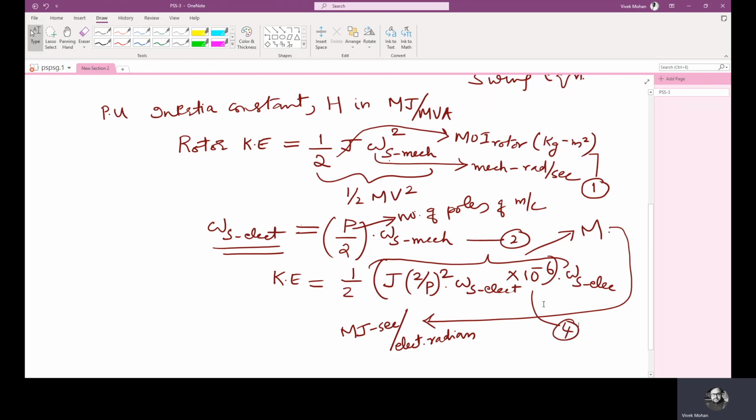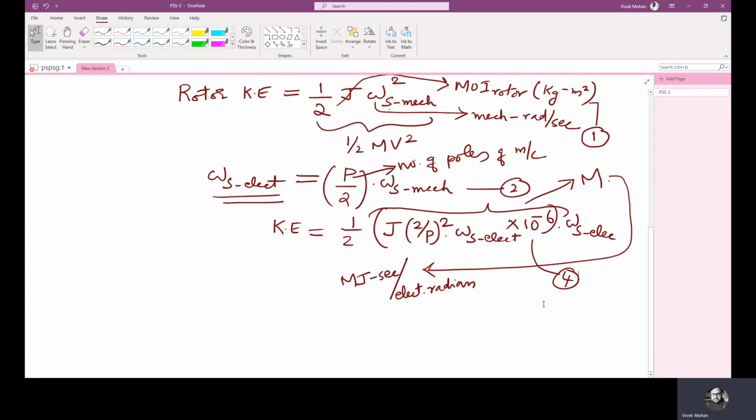Now we shall define inertia constant H. What is inertia constant H? To define inertia constant H, we have GH equals kinetic energy, which is equal to half M omega s electrical. Right, half M omega s electrical. So kinetic energy in megajoules. This is equation number 5.